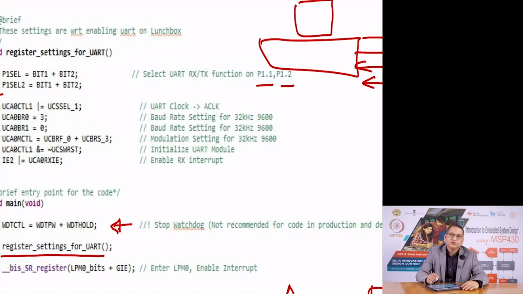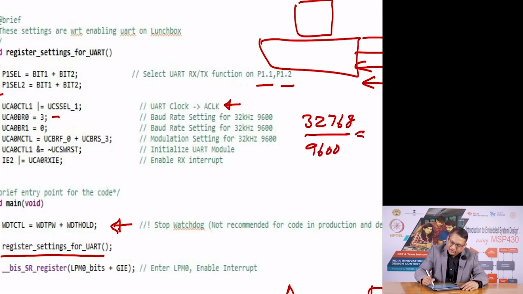Then you have chosen to use the UART clock from ACLK. In our case, the ACLK is coming from the low frequency crystal oscillator, that is 32768. The bit rate values are stored in these two registers, a value of 3, that is 32768 divided by 9600, you will get a value of 3.41. So, this 3 you are writing into one of the registers, this 0.41 into 8, the resultant value you write into the modulation register here, the 3 value, and then you initialize the UART module by writing into the control register, and then you enable the receiving interrupt.